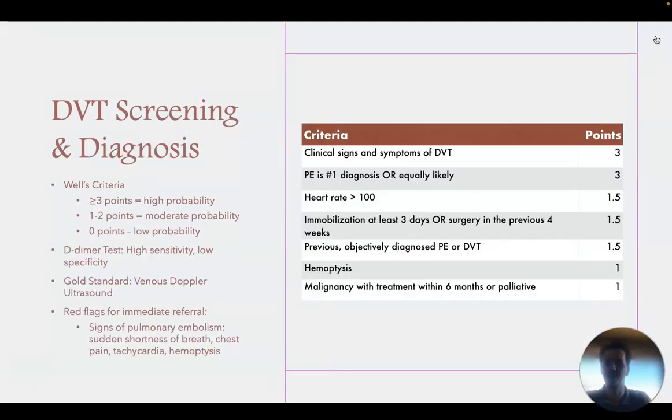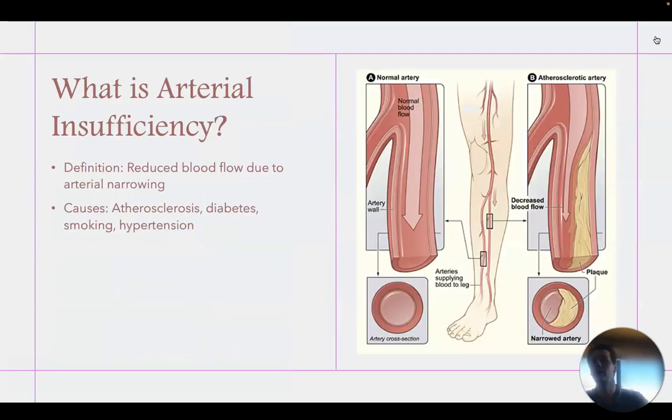Screening and diagnosis for DVT include the Wells criteria, which is pictured on the right, the D-dimer test, and the gold standard is the venous Doppler ultrasound. Red flags for immediate referral include signs of pulmonary embolism, which are sudden shortness of breath, chest pain, tachycardia, and hemoptysis. So what is arterial insufficiency?